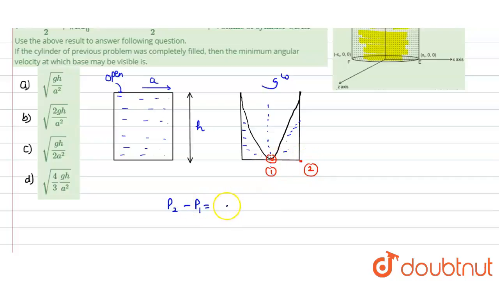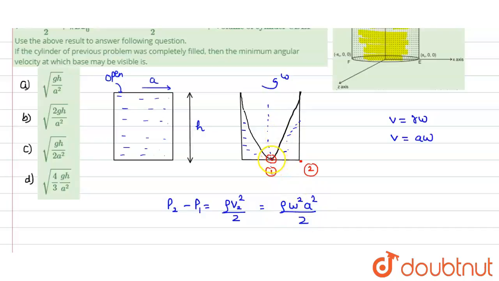And what is the value? P2 minus P1 would be equal to rho V2 square divided by 2, because the velocity at point 1 is 0. Why? Because it is at the center of the axis, or we can say this point is at the axis itself. And V could be written as R omega, where R is the radius. The radius in this case is A, because the radius was mentioned as A. So it would be equal to rho omega square A square divided by 2.